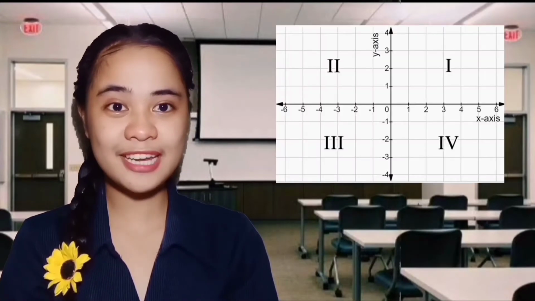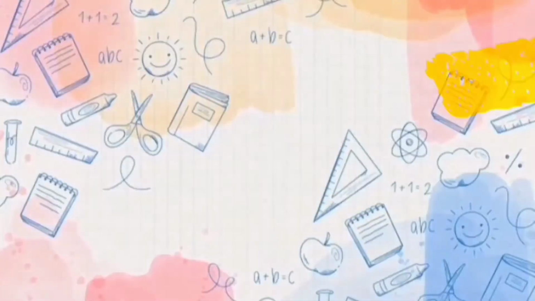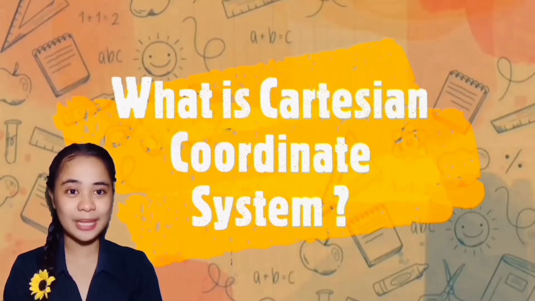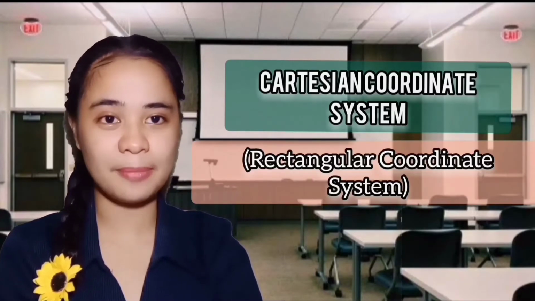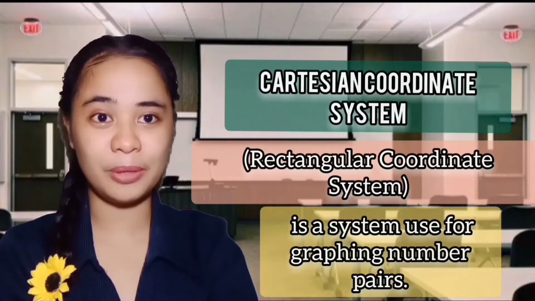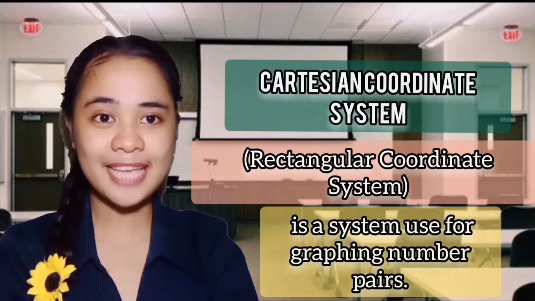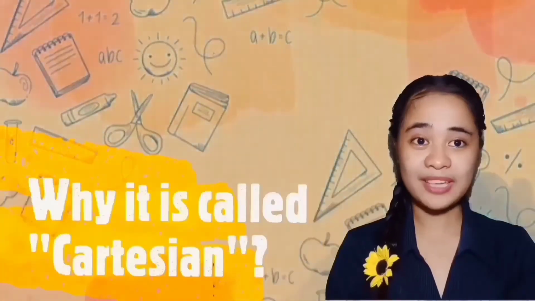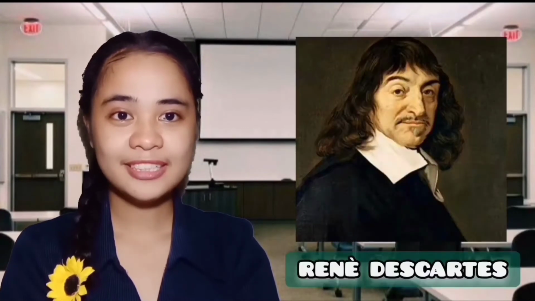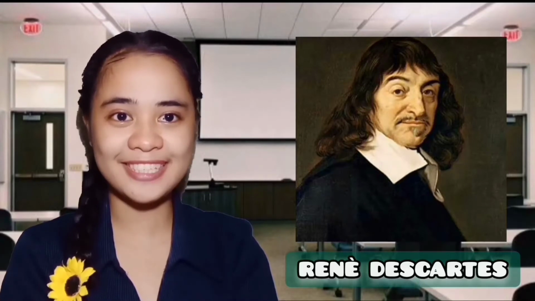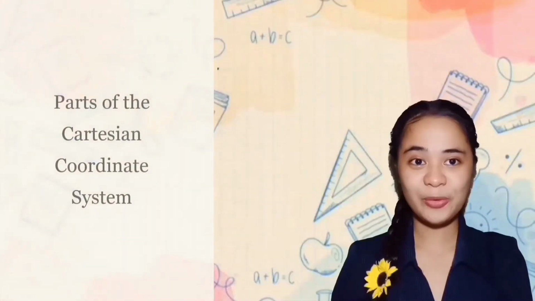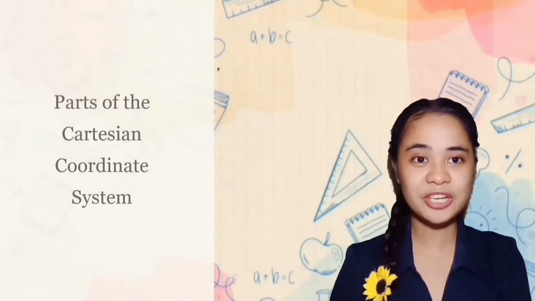All of your observations are correct. This image is an example of a Cartesian coordinate plane. So what exactly is the Cartesian coordinate system? The Cartesian coordinate system, also known as the rectangular coordinate system, is a system used for graphing number pairs. When we say number pairs, it is a set of two numbers. Why is it called Cartesian? It is called Cartesian to honor René Descartes, a 17th century French philosopher and mathematician who first devised the coordinate system. So now, we will discuss the parts of the Cartesian coordinate plane.